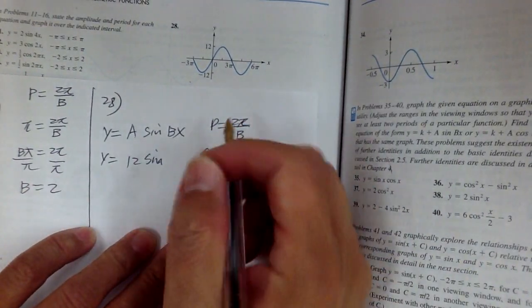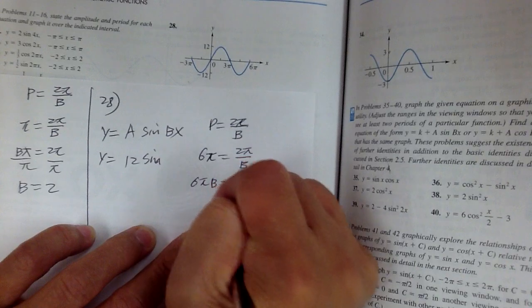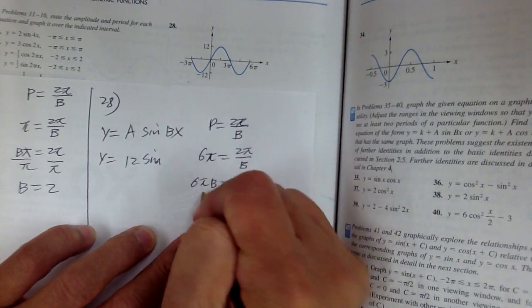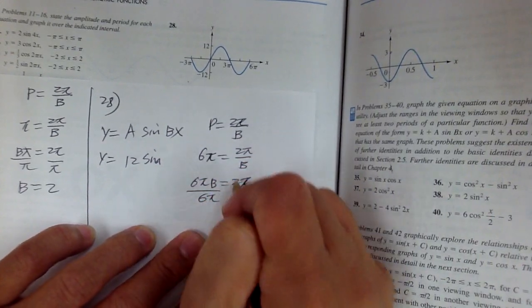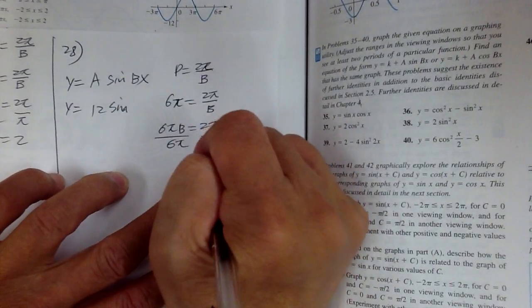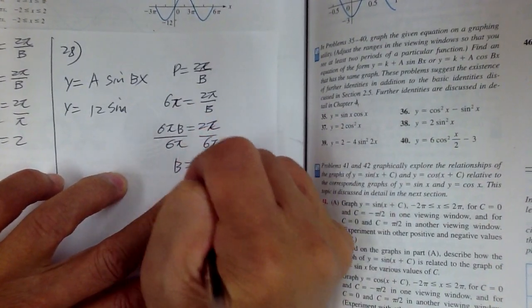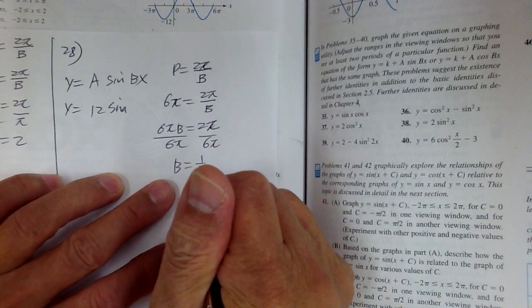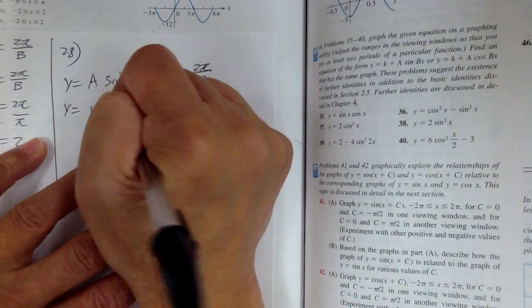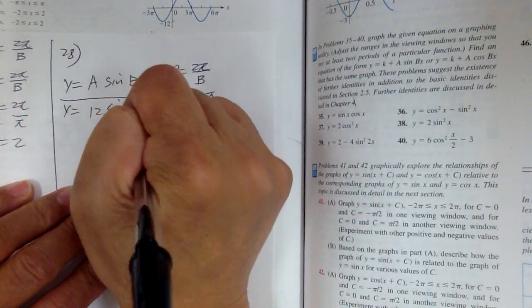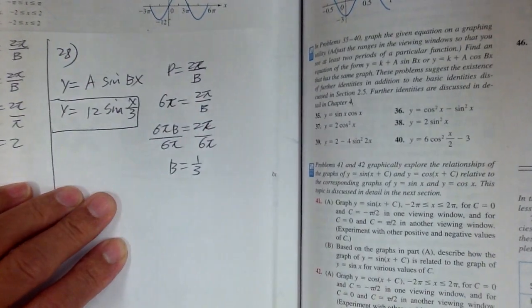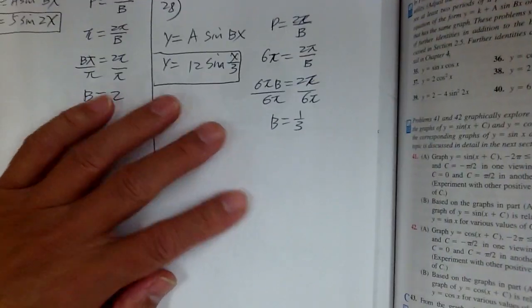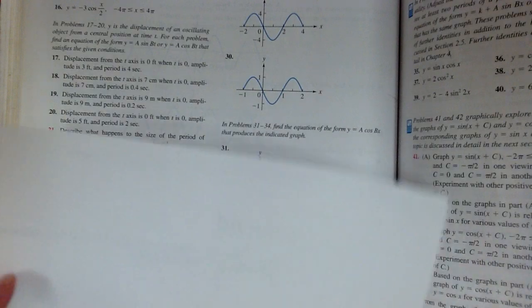Okay, and you go and cross multiply, so you got 6 pi b equal to 2 pi. And you divide by 6 pi, so b equal to 1 over 3. So once you find that b equal to 1 over 3, you just have x over 3. And that would be your answer for number 28. Okay, let's go to number 29.